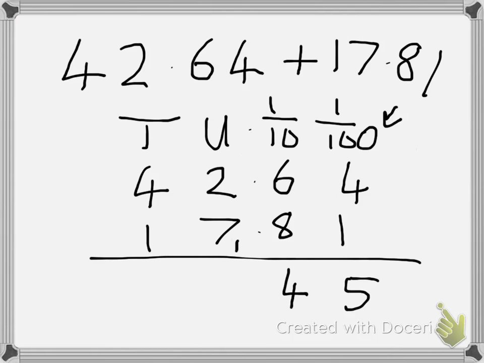And then I've got 7 add 2 add 1, which makes 10. So I'll put my 0 there and my 1 up there, and then I've got 4 add 1 add 1, which makes 6. Now I forgot to do something, which is put in my decimal point. So I know that 42.64 add 17.81 makes 60.45.